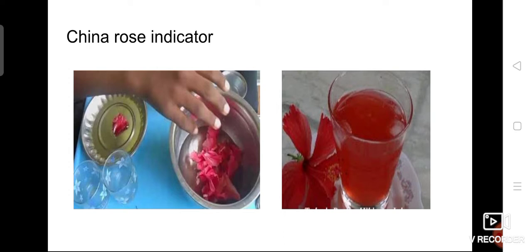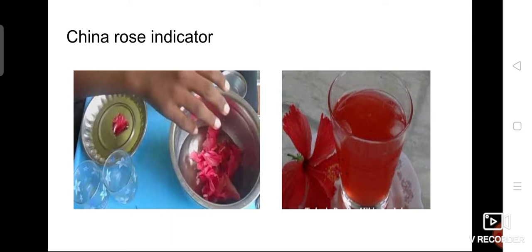Now we can check with this indicator whether a given solution is acid or base, with the help of this prepared China rose indicator solution. Have you all understood? Shall we go to the test? First we have seen what China rose is. It's a natural indicator, commonly called hibiscus, and we can find it in our garden area.